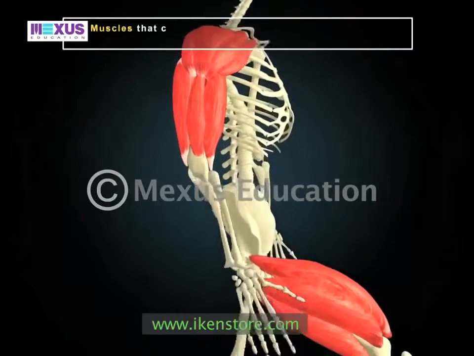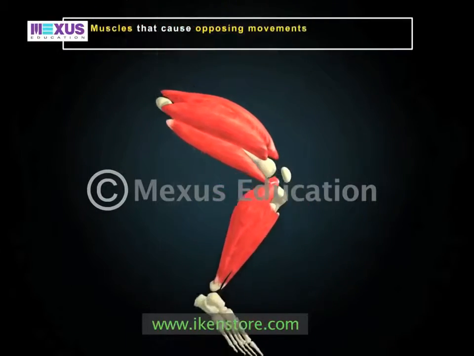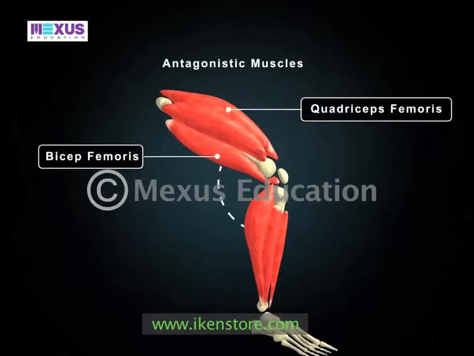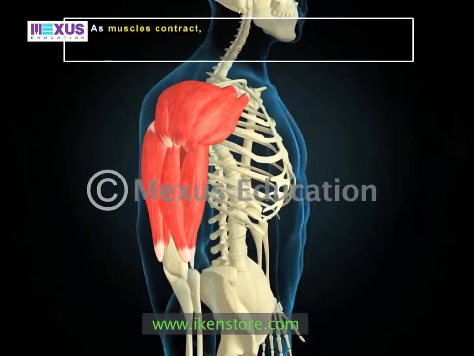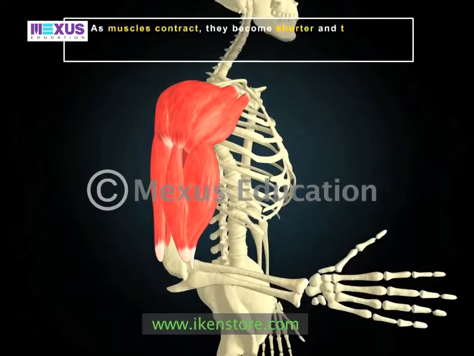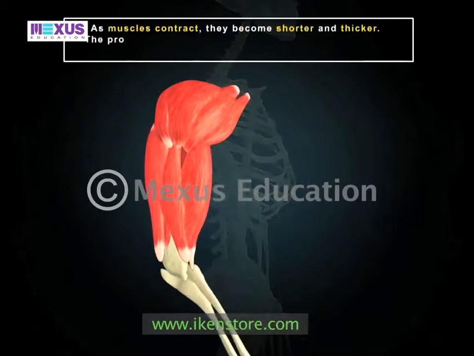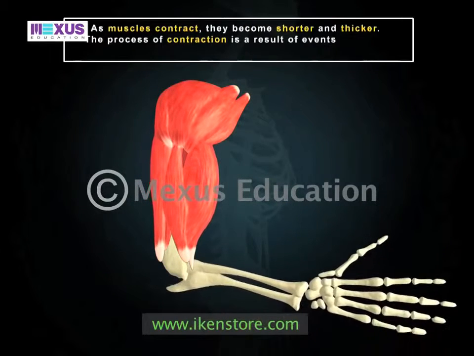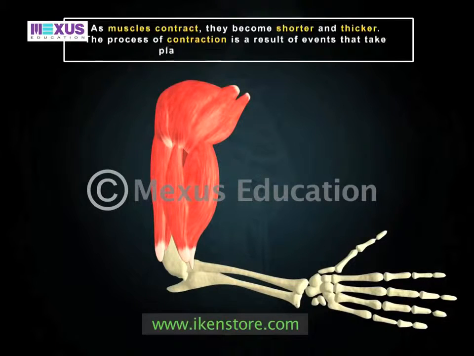Such muscles that cause opposing movements are known as antagonistic muscles. They are found in the thigh as well. As muscles contract, they become shorter and thicker. The process of contraction is a result of a complex series of events that take place within the muscle cells.